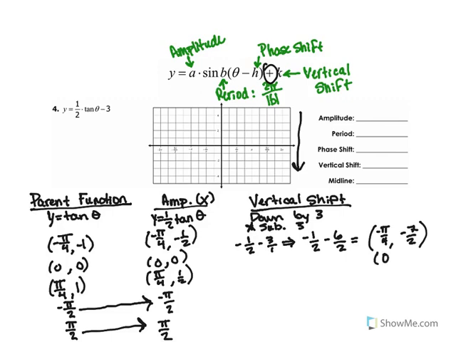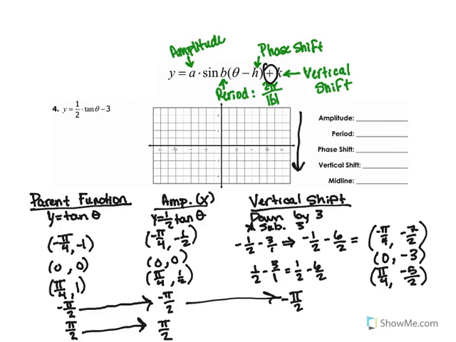Then we're still going to have 0 here. Oh, we're going to have 0, negative 3. Then we're going to have pi over 4 still. And we have 1/2 minus 3. So we're going to have 1/2 minus 6 over 2. So we're going to have 1 minus 6, so negative 5 halves. And then these are still going to be the same, negative pi over 2, because we're changing the y, not the x, and pi over 2.